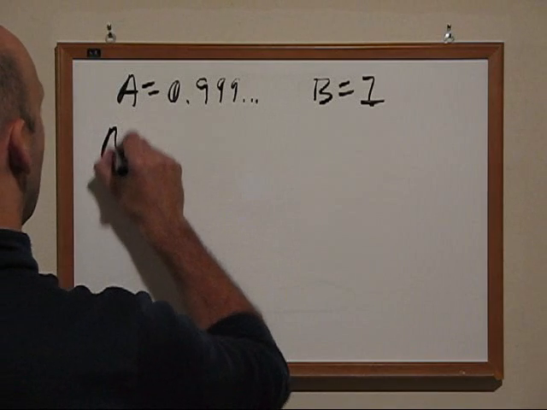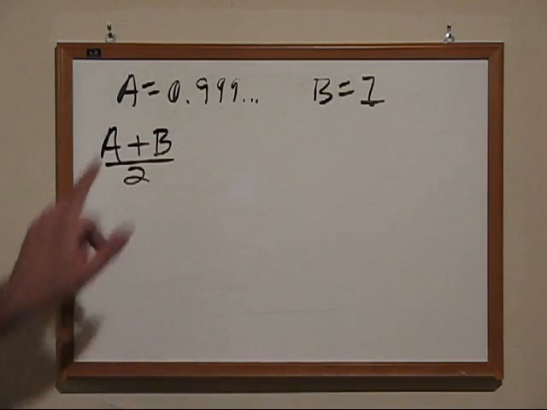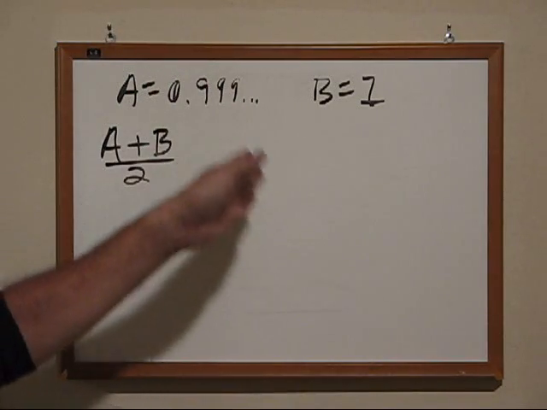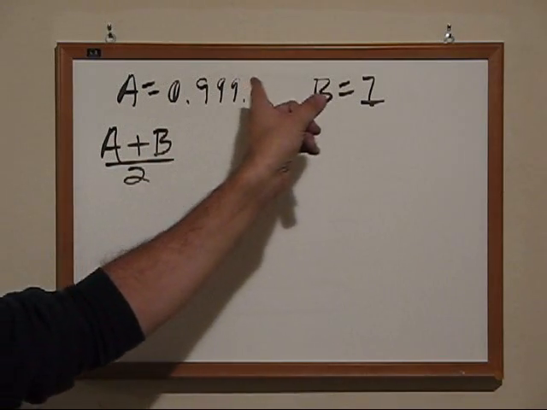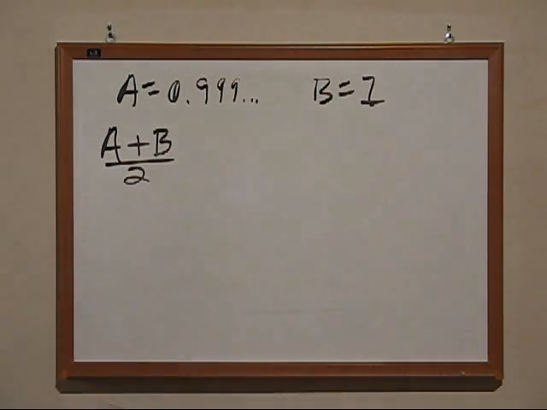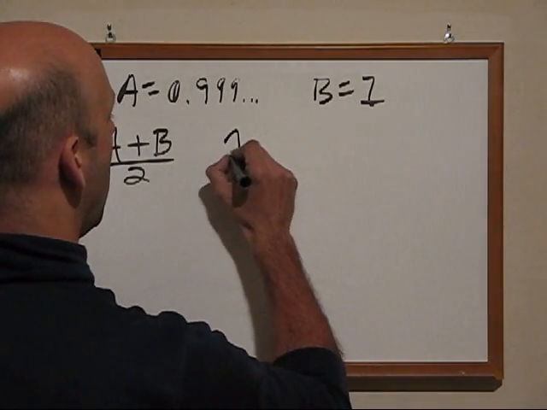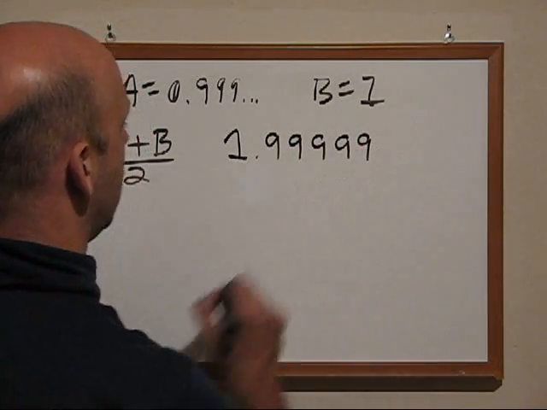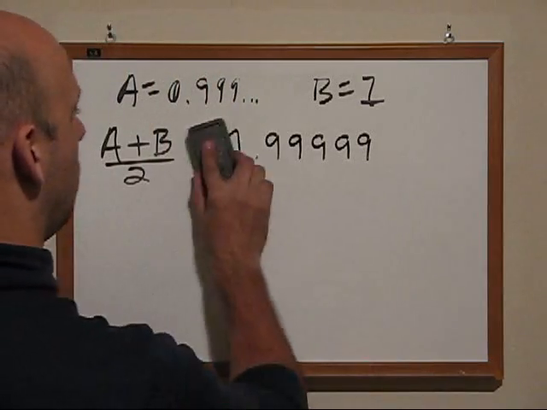So then we'll go (A plus B) divided by 2. We're going to add the two together, divide by 2, and that'll give us the midway point, a number that falls between 0.99 repeating and 1. So A plus B is equal to 1.99999. And then we divide by 2. Let's move this down some.